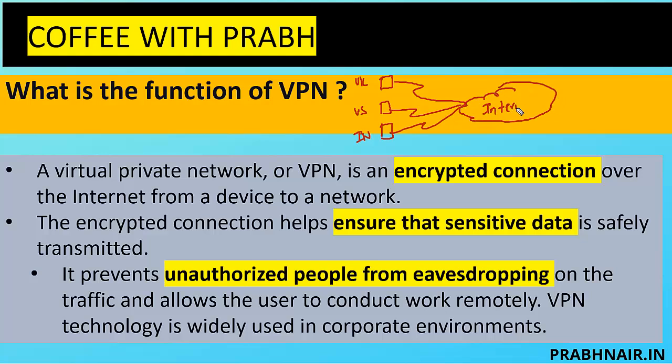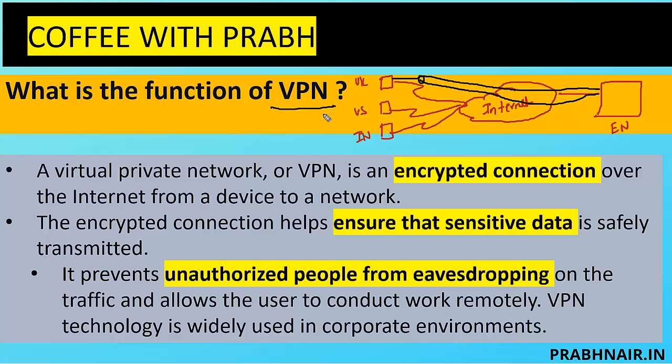The problem is that if they're sending data over the internet, anyone on the internet can intercept the data. This is your enterprise network. So what we do is create a virtual tunnel. You can imagine it like that. A virtual tunnel is created, and through that tunnel we transfer the data. So VPN is basically providing the virtual tunnel.